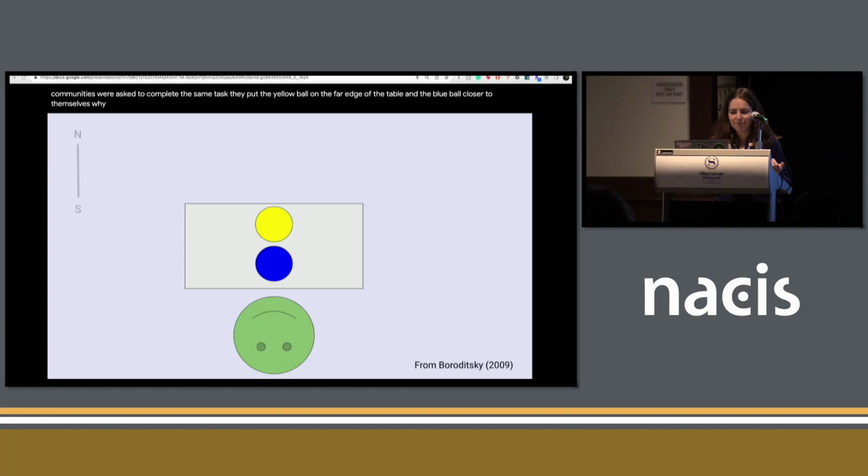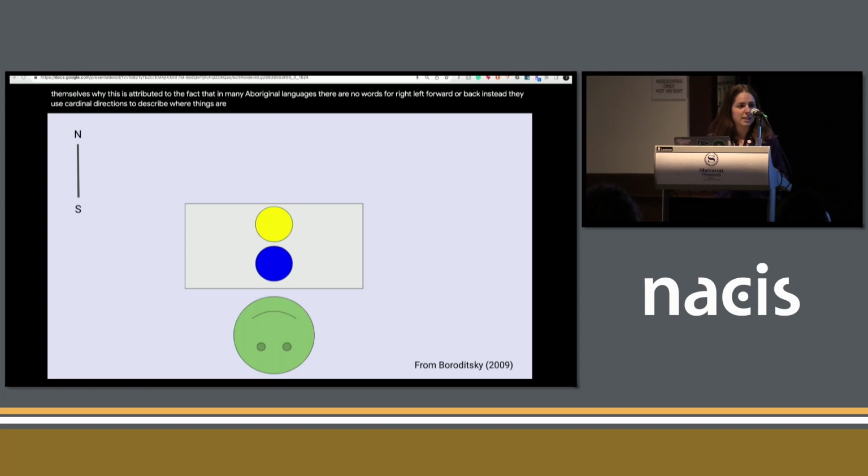Why? This is attributed to the fact that in many Aboriginal languages, there are no words for right, left, forward, or back. Instead, they use cardinal directions to describe where things are in space in relation to themselves and in relation to each other. Instead of the blue ball being to the right of the yellow ball, the blue ball is to the south of the yellow ball. Instead of me being right-handed, I'm north-handed or east-handed or south-southwest-handed, depending on how I'm facing in space.